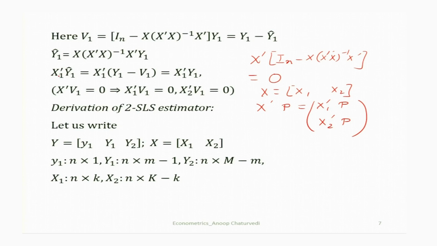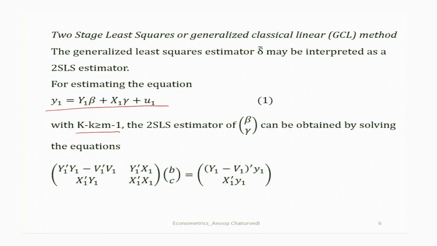And then this implies that x 1 transpose y 1 hat is equal to x 1 transpose y 1 minus V 1. You can write y 1 hat equal to y 1 minus V 1 from here, and then the second term is 0. So, you get x 1 transpose y 1 here. So, x 1 transpose y 1 hat is equal to x 1 transpose y 1. So, now we derive this expression for the two stage least square estimator.